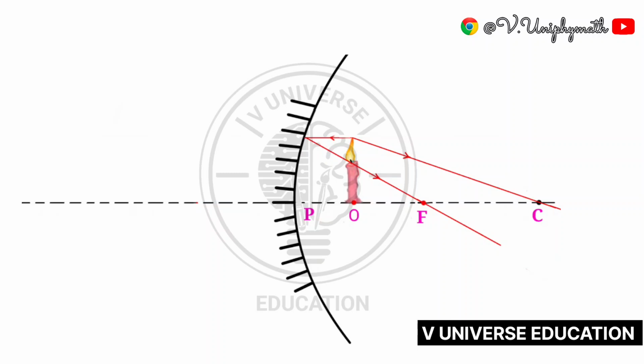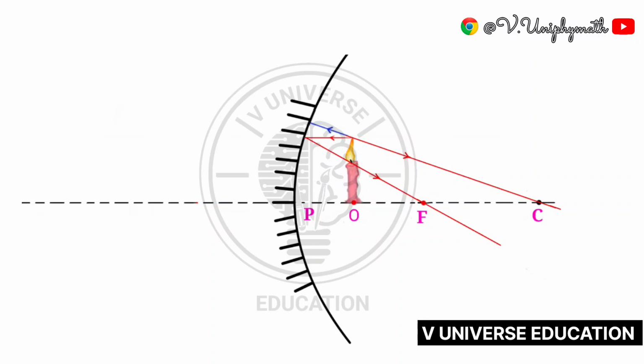Instead of drawing a ray to the actual center of curvature, we draw a ray that is heading in a direction such that, if extended backward, it would pass through the center of curvature. This ray is normal to the mirror surface and therefore gets reflected back along the same line, but in the opposite direction, going through the center of curvature.